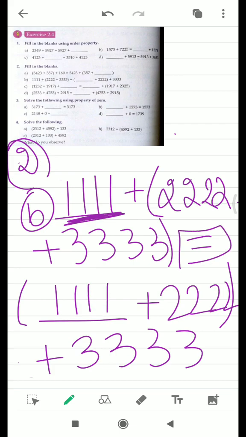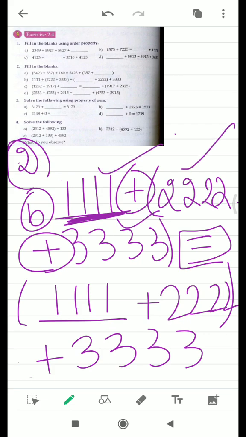Since there is equality and addition, it means it has to satisfy the grouping property. So this one is the only number left. Since if it is satisfying the grouping property, it means only three numbers are there. These three numbers are there. If this one is missing, it has to come here only. So that fills your blank. Okay.